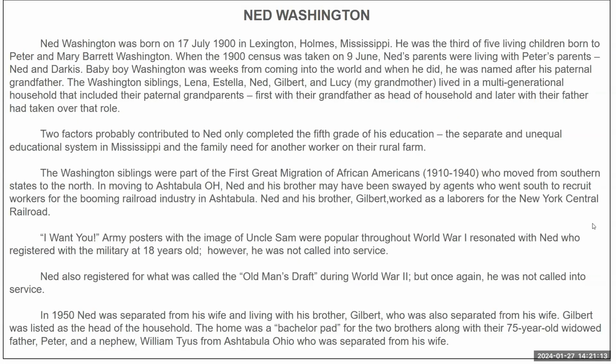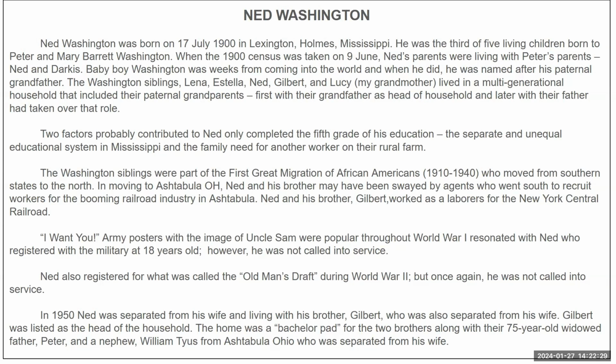Now, this is something that's a benefit of doing a timeline. I was able to write Uncle Ned's biography, and this is just partially what I wrote in his biography. Of course, it's where he was born and the date he was born. He was the third of 5 children. And when this 1900 census was taken on June 9th, Ned's parents were living with his father's parents. And baby boy Washington was weeks from coming into the world. And when he did, he was named after his paternal grandfather.